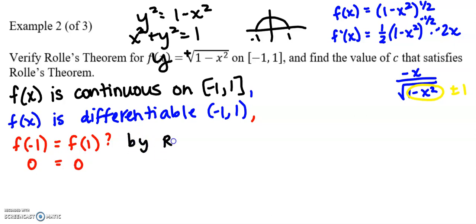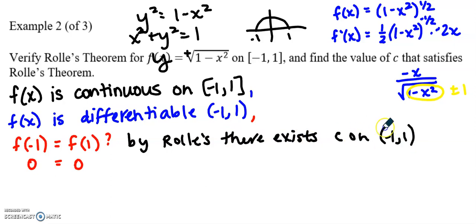So, by Rolle's theorem, there exists C on the interval from -1 to 1 such that f prime of C equals 0.